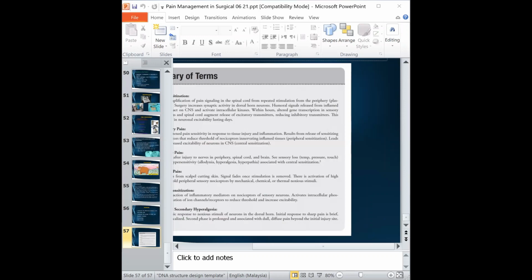Second thing, you must understand what kind of pain you want to treat. Is it nociceptive pain or neuropathic pain? Is it sharp pain or dull aching pain? Tramadol is effective for dull aching pain rather than sharp pain. For sharp pain, I would suggest you use Celebrex, Arcoxia, something like that. So you have to understand what kind of pain it is.